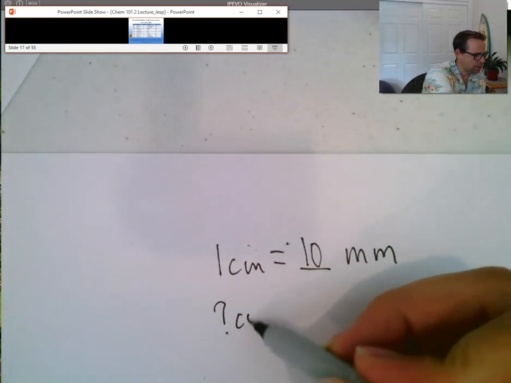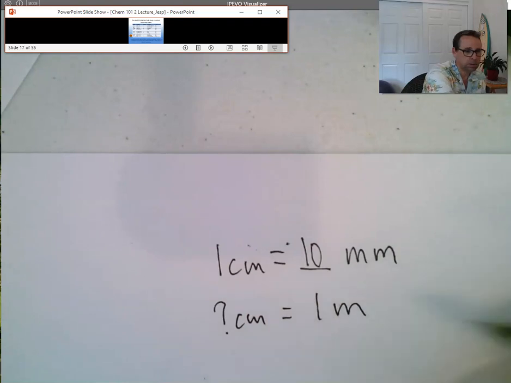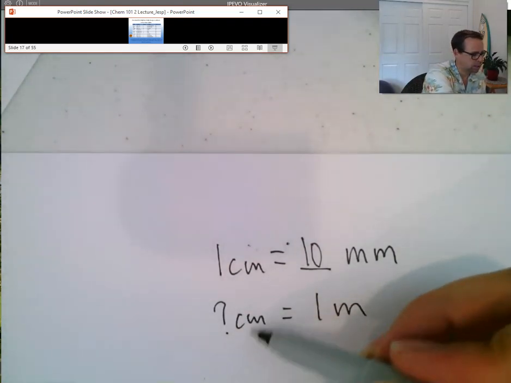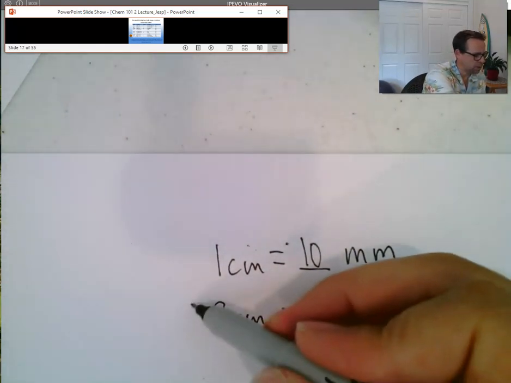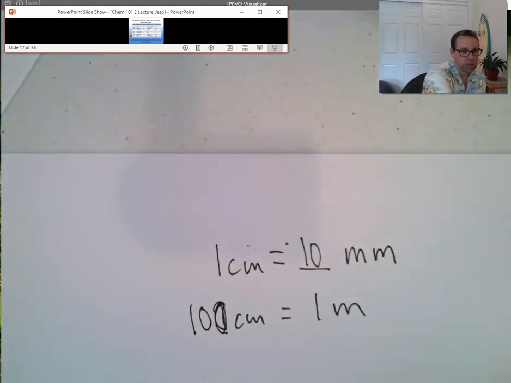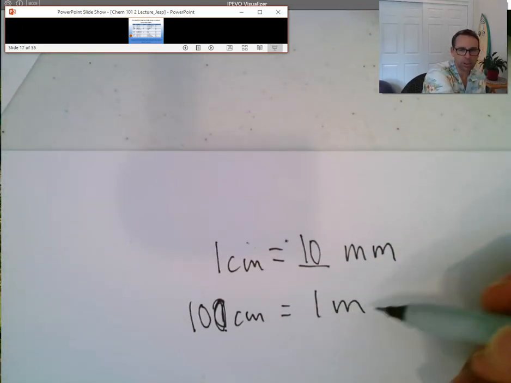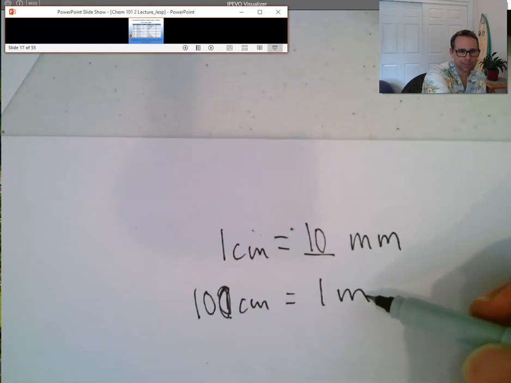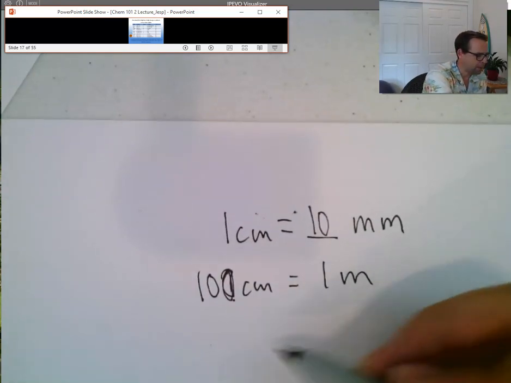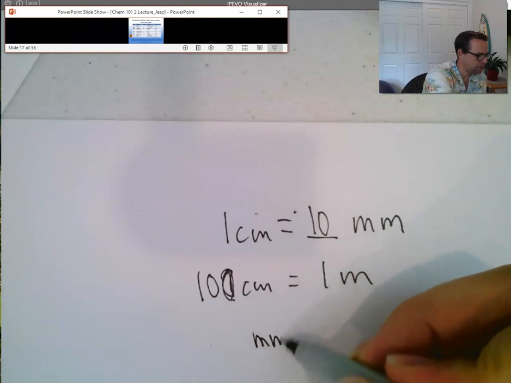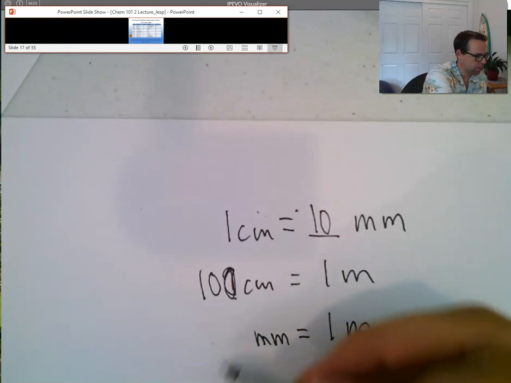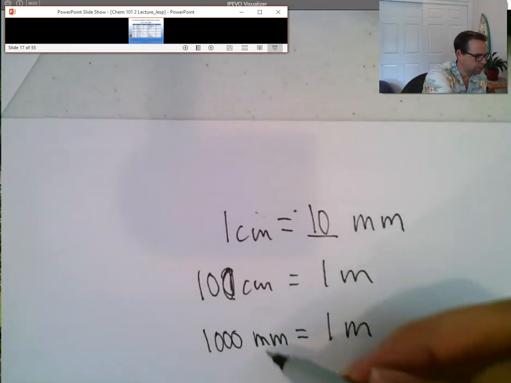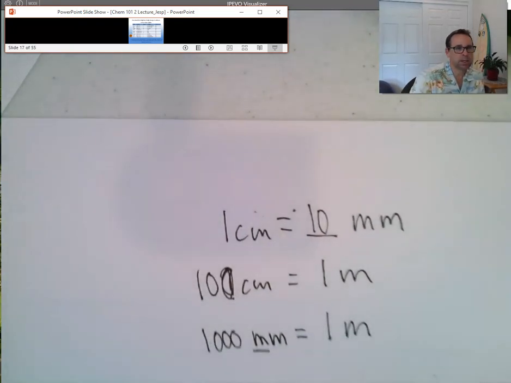How many centimeters is equal to 1 meter? 10. No, a centimeter means 100. So there's 100 centimeters per meter, right? How about this? How many millimeters per meter? 1,000. Very good, 1,000. So milli, that prefix means 1,000.